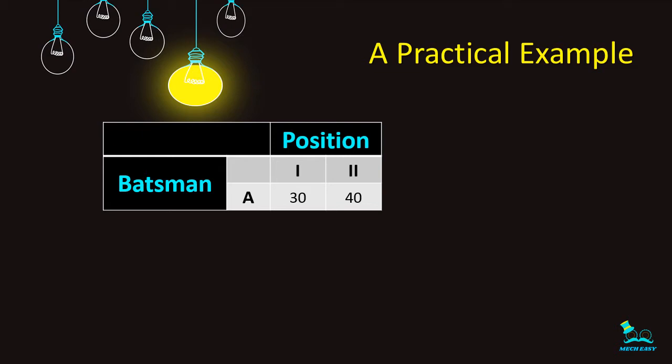By ignoring all other data and all other factors and just keeping in mind the average of the previous runs, what will be your decision? Batsman A should bat on first position or second position? Obviously, the answer is he should bat on second position. Now let us have some more data.